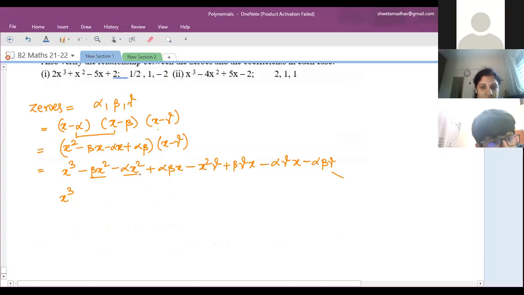Ma'am, why should we do it in this way? Like, why can't we directly do it if they've given the zeros, right? I'm not explaining the answer of any question. I'm explaining how that relation came.